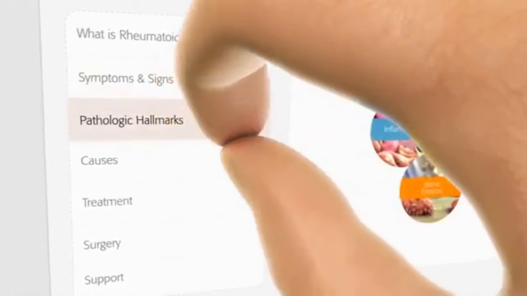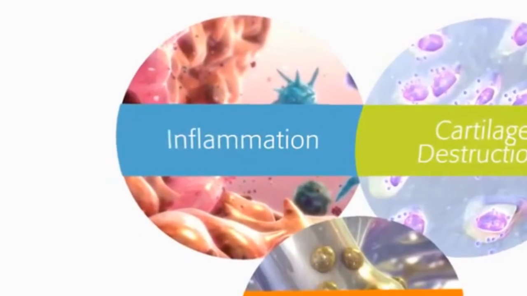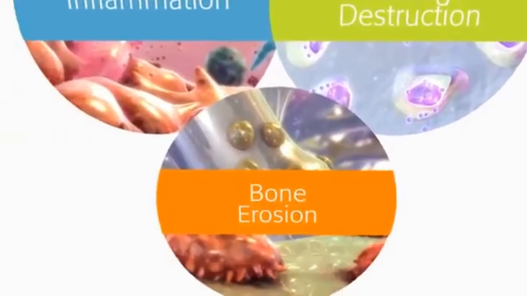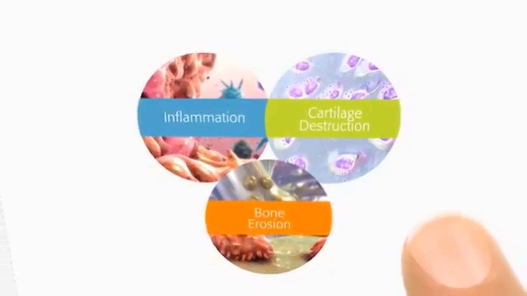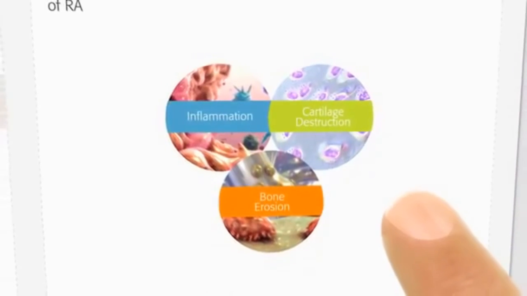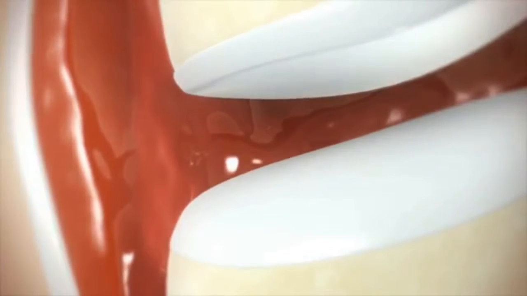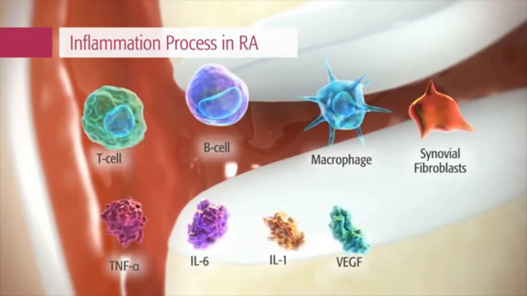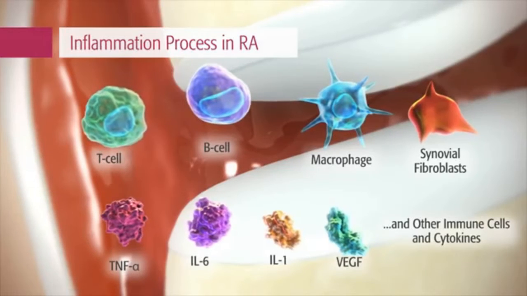Pathologic hallmarks of rheumatoid arthritis include inflammation of the joints, particularly the small joints in the hands, wrists, and feet, accompanied by cartilage destruction and bone erosion. Underlying inflammation leads to many of the characteristic signs and symptoms of RA, such as pain and swelling of the joints. Inflammation results from abnormal propagation and activation of many types of immune cells, resulting in the secretion of cytokines and other mediators that sustain and amplify the inflammatory environment.